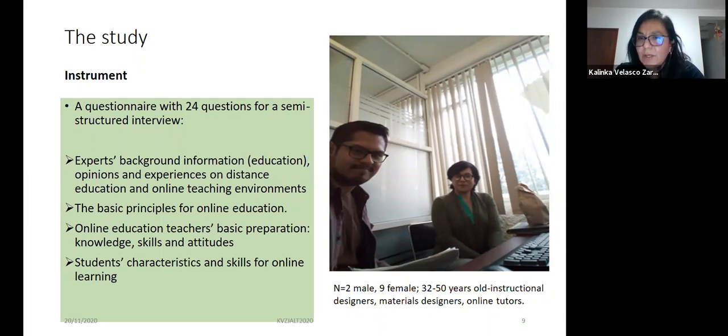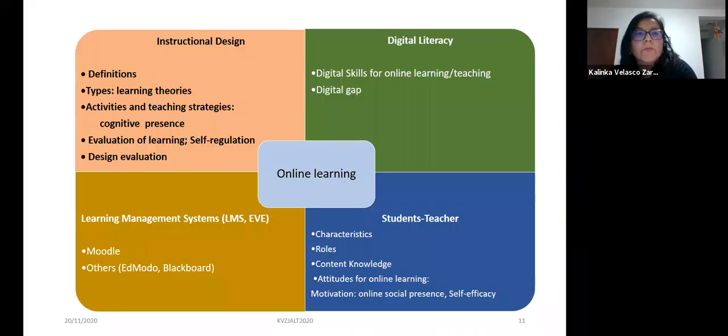So as we said before, we had a group of 11 distance learning teachers ranging between 32 and 50 years old, and they work in public and private institutions in Mexico City as instructional designers, material designers, and online tutors. From the analysis of the corpus of interviews, we identified 4 big categories: instructional design, digital literacy, students, and teacher learning management systems related with online learning.